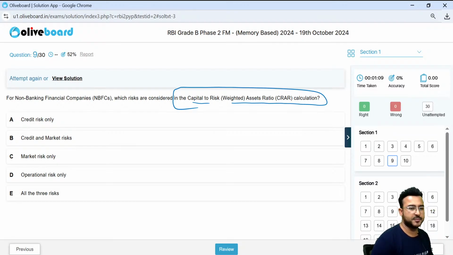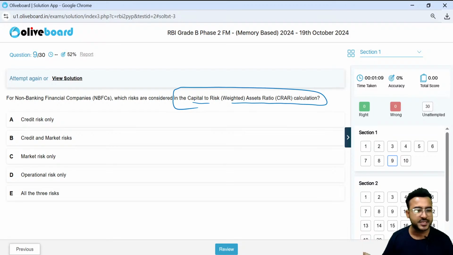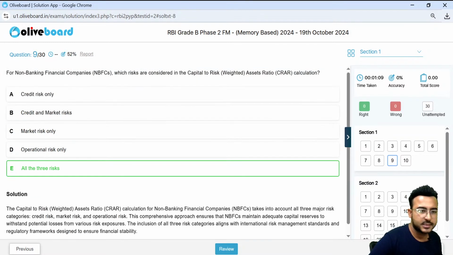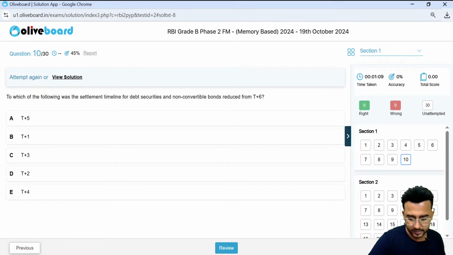Credit risk only. Option B, credit and market risk. Option C, market risk only. Option D, operational risk only. Option E, all of the 3. What do you think? Look guys, here all the 3 risks are covered. Okay, all the 3 risks are covered.